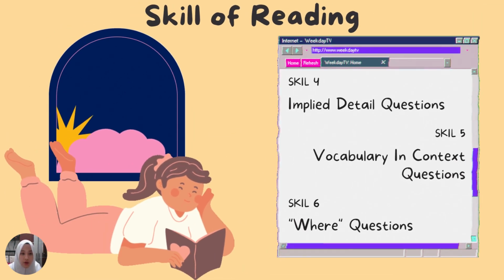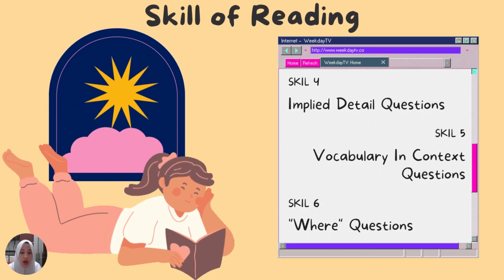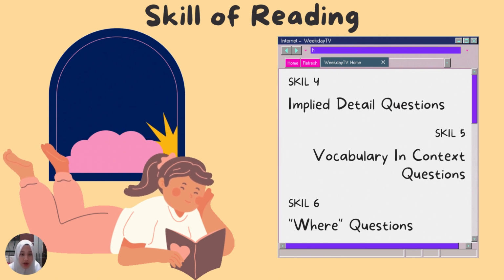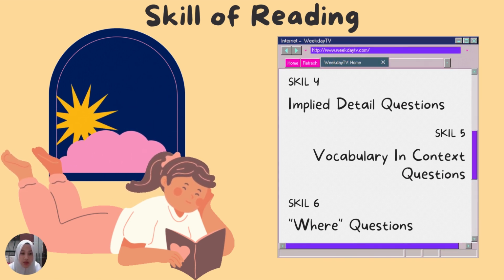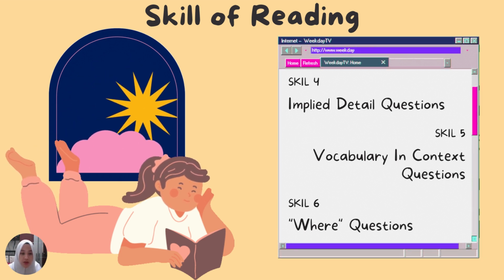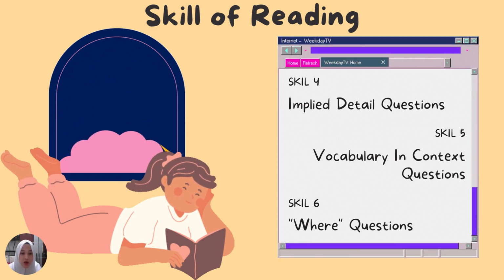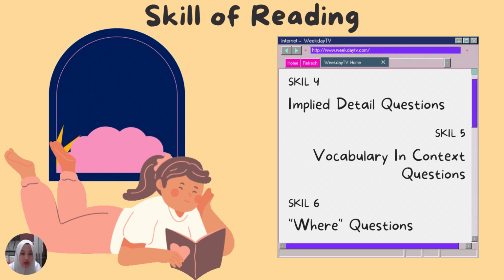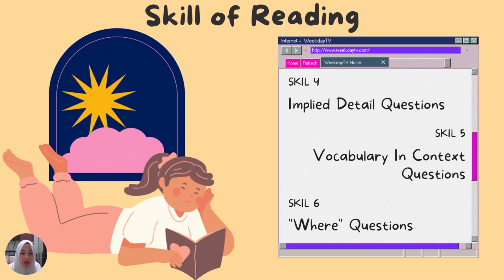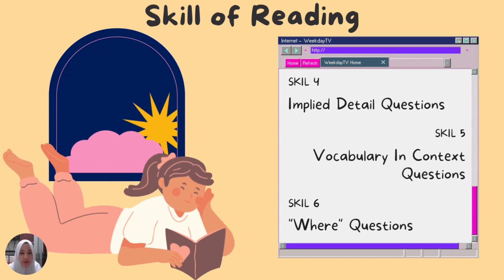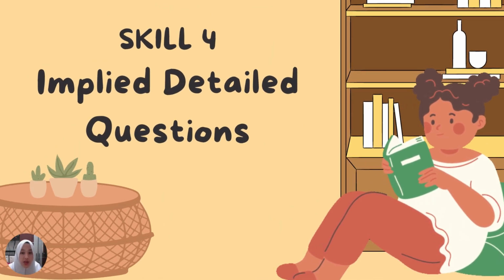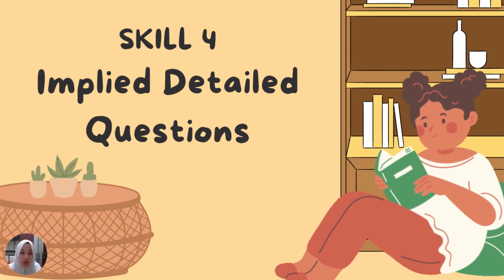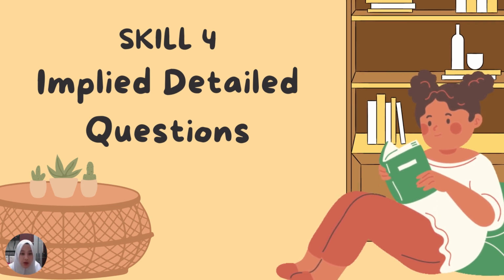This is skill of the reading. This talk is divided into 3 main parts. So, skill 4 is implied detail question, skill 5 is vocabulary in context question, and the last skill is skill 6, word question. Well, let's move to the next slide. Firstly, I'd like to look at skill 4, that's implied detail question.